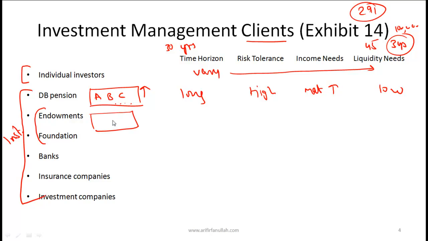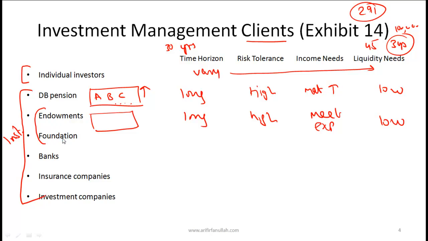So as you might imagine, the time horizon is very long term. The risk tolerance again is relatively high since you have a long time horizon. The income need basically is that these endowments and foundations need to meet the expenses of the organization. So income has to be enough to meet expenses, and liquidity needs are generally quite low.